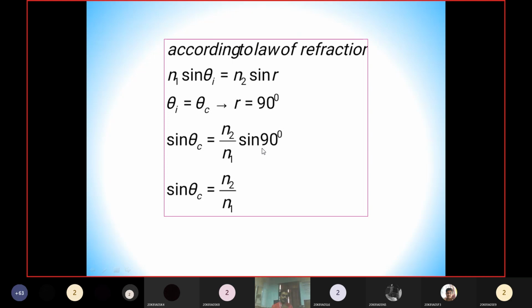Sin 90 value is 1. Therefore sin theta c is equal to n2 by n1. Theta c is equal to sin inverse of n2 by n1. This is the critical angle. Here n2 is the refractive index of the rarer medium, and n1 is the refractive index of the denser medium.